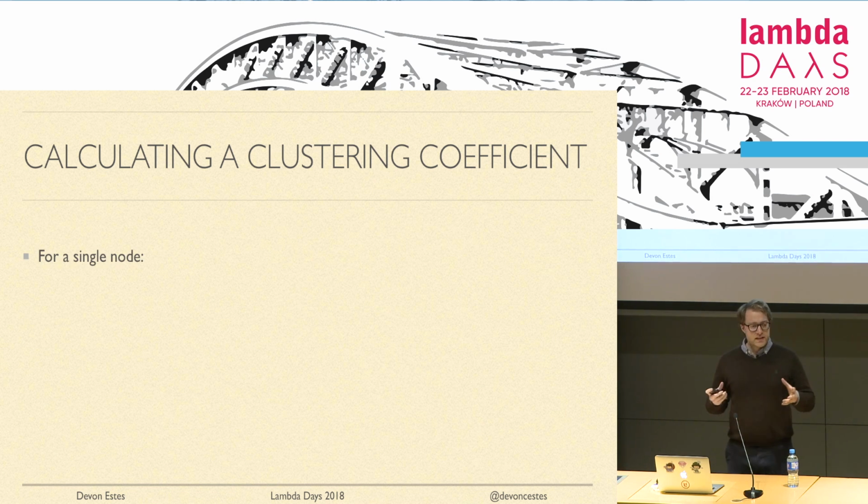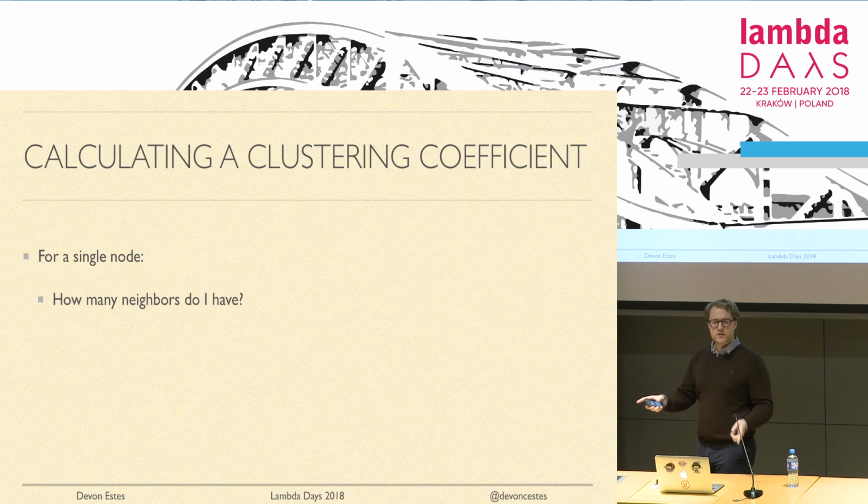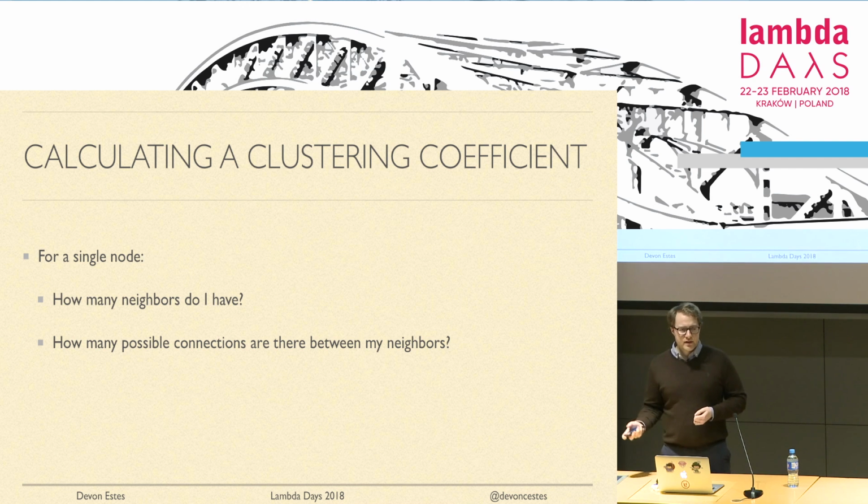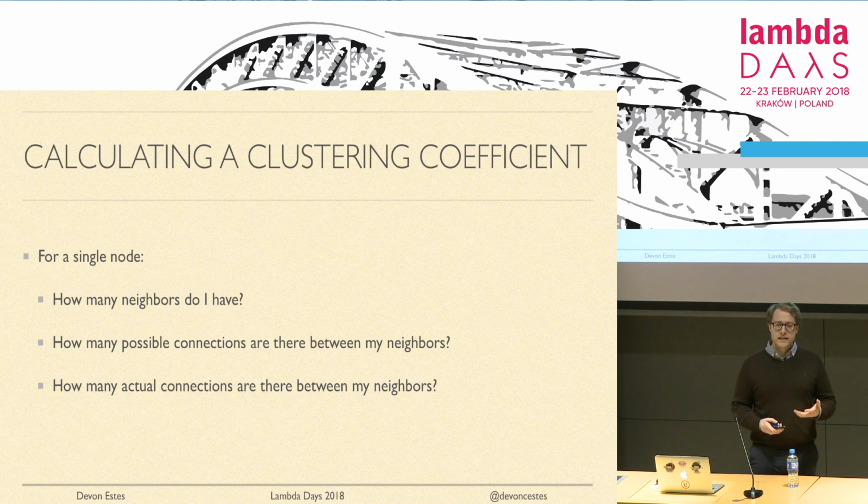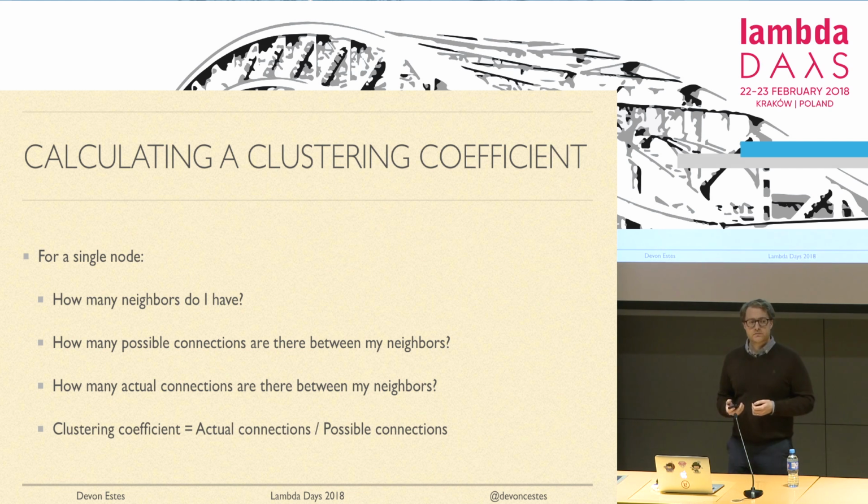So we're going to go and actually talk about, in normal terms, how we calculate this clustering coefficient. So first, you need to get the clustering coefficient for a single node. And for that single node, you need to say, how many neighbors do I have? How many other connections do I have? And then of those connections, how many possible connections are there between my neighbors? And then of those possible connections, how many of them are actually there in the network? And then that is your clustering coefficient. It's the number of your actual connections over the number of possible connections. On clustering coefficients, 0 is no clustering, and 1 is very high clustering.